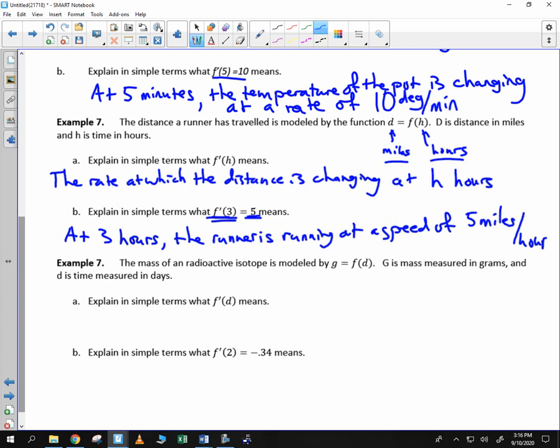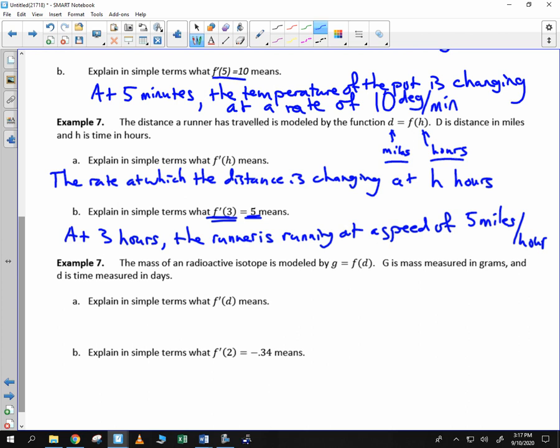Some people write this incorrectly. They say after 3 hours, the runner has run 5 miles. No, my guess is that the runner's run more than 5 miles. Okay, he's probably run a ton of miles. I mean, three hours. That's close to a marathon for a lot of people. Okay, so maybe run 26. We just know at that time running 5 miles per hour.